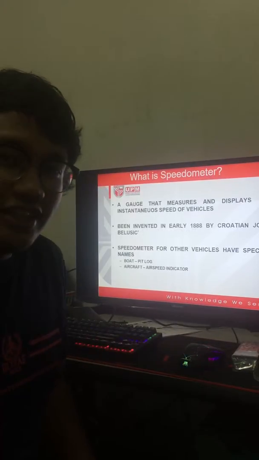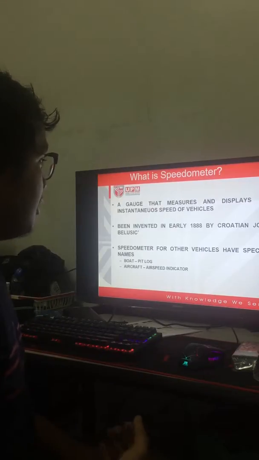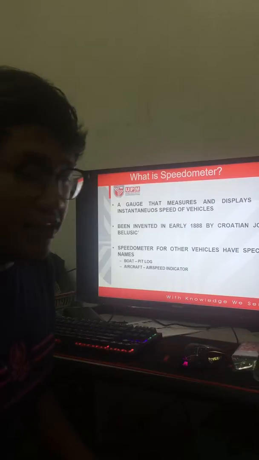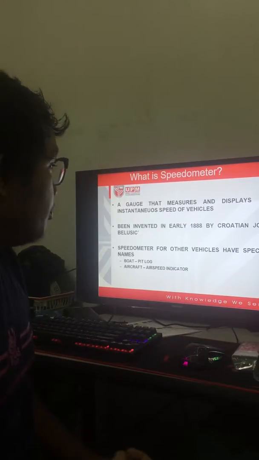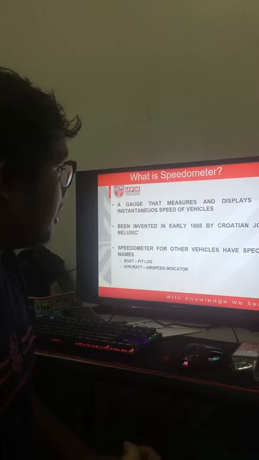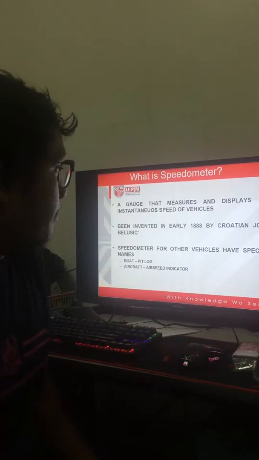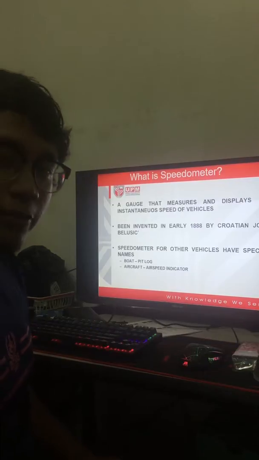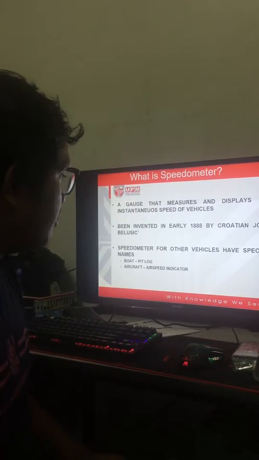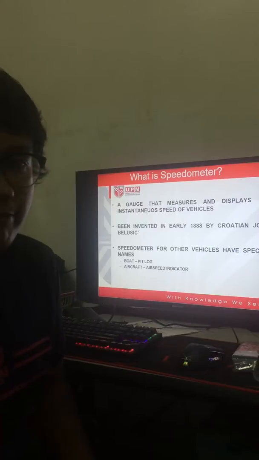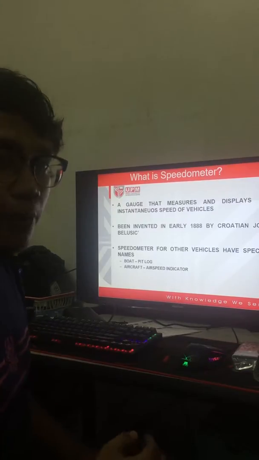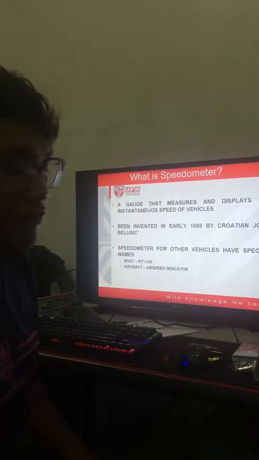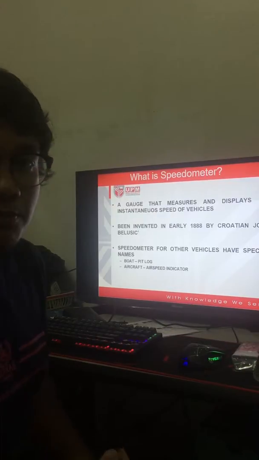So what is a speedometer? A speedometer is a gauge that measures and displays the instantaneous speed of vehicles. The speedometer was invented in early 1888 by Josip Belušić. And for your information, speedometers for other vehicles have specific names. For example, for a boat we call it a pitot log, and for an aircraft we call it an airspeed indicator.